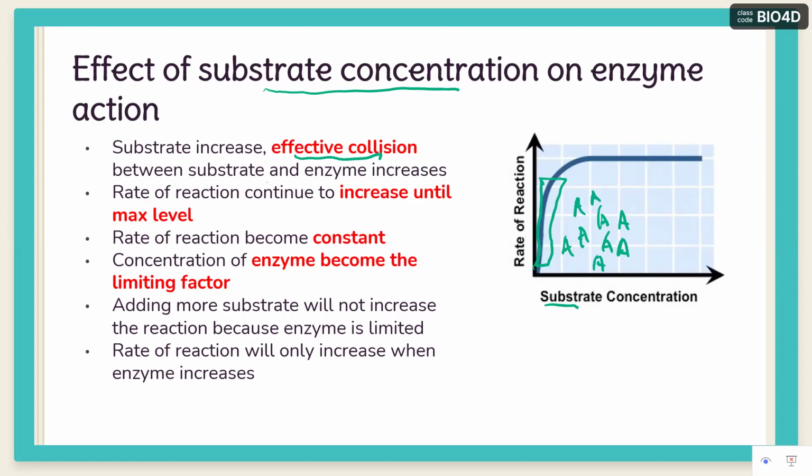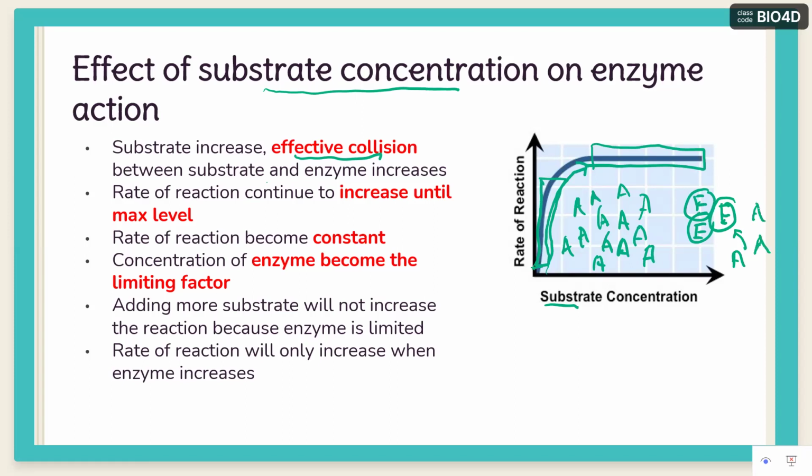So the rate of reaction will increase until this maximum level. Okay, because your rate of reaction will become constant because something is limiting. Although you have a lot of substrate, your enzyme value didn't change. Maybe you have 3 enzymes. So at the start you only put 1 substrate, and 1 substrate can only bind with 1 enzyme. So the rate of reaction is very low.